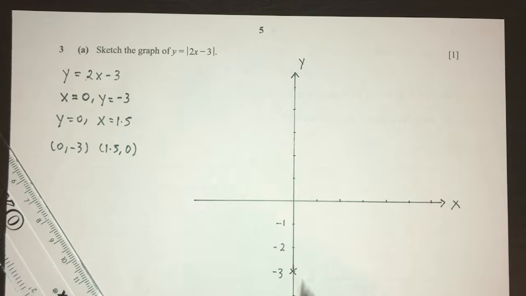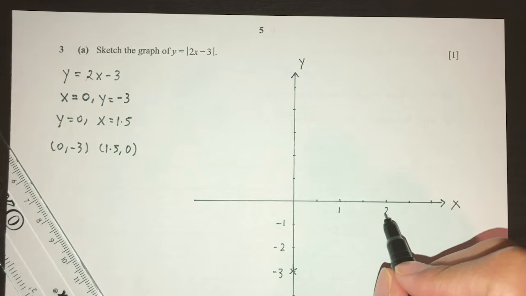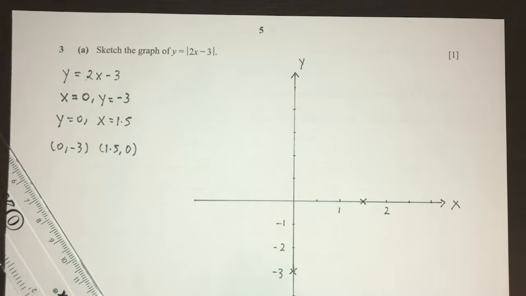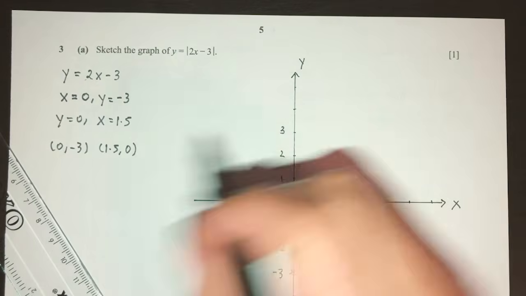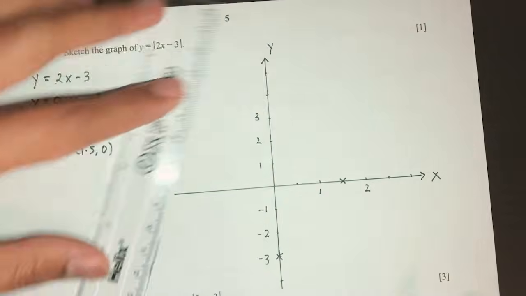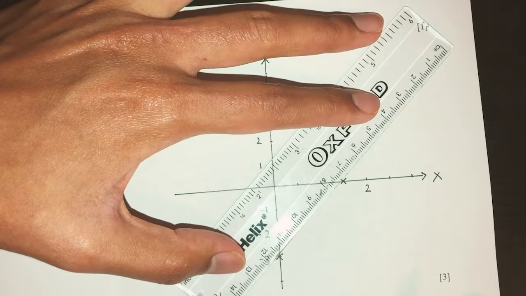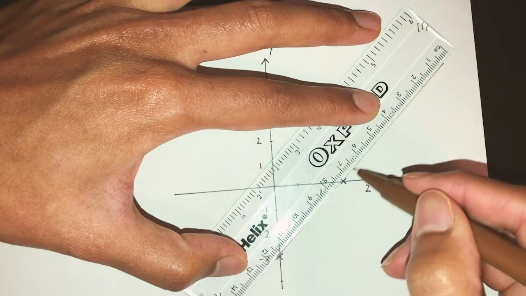That's the first point. Have 1.5, 0. So let's do this as 1 and 2. 1.5 will be right here. So basically, from what I can see, also let's do that 1, 2, 3. So at first I will pretend to draw the line in this direction. So basically I will start drawing the line, but I will not draw the line going below the x-axis.